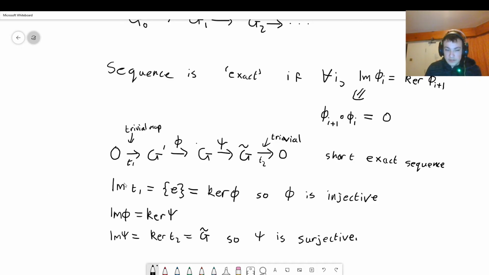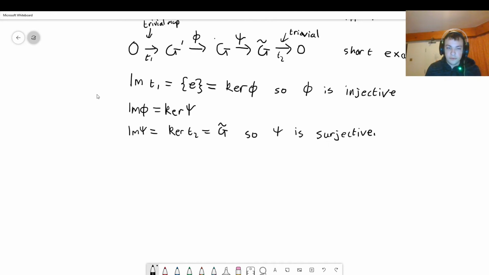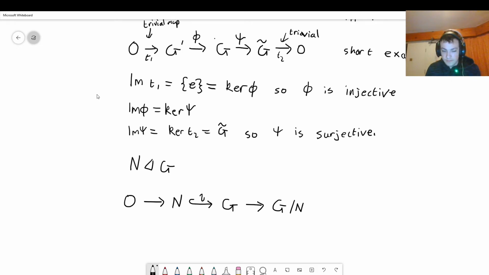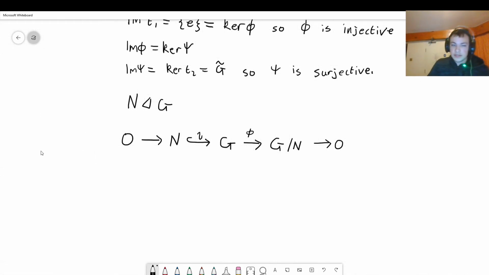Now what that gives us is that for any subgroup N of G, we can take 0 and map that to N just by the trivial mapping. Then we can include N in G, using the inclusion here, and then we can map this using the canonical mapping onto the quotient group G over N, and then we can take this back to 0. So this is short and exact.